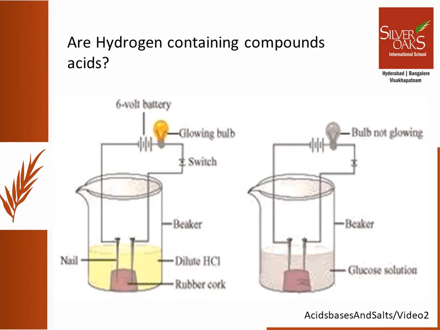Dilute HCl has the capacity to ionize and release H plus ions, whereas glucose has hydrogen which is covalently bonded. It cannot come out in the form of ions. Hence, substances like glucose or alcohol or sugar solution, although they contain hydrogen in them, cannot be classified into acids. In today's class task, I have further given one more video for understanding of this particular concept.